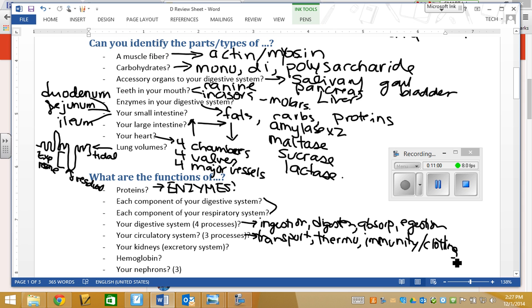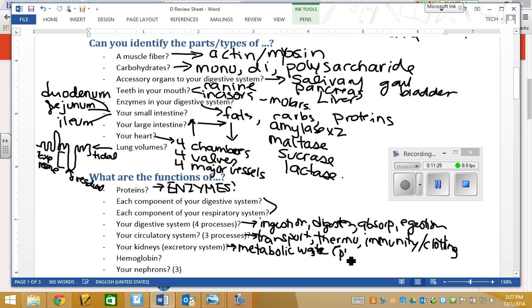So that would be the things that we're talking about for the functions of that. Now, what are the functions of your kidneys? And then I put your excretory system because your kidneys are basically doing all of the work. The other organs are just storing or transporting things. And the main function that your kidneys perform is ridding your body of metabolic waste.